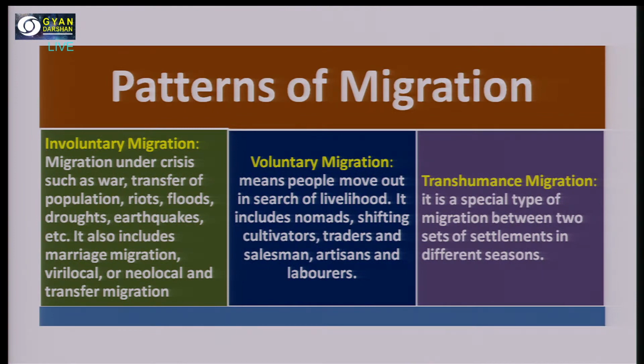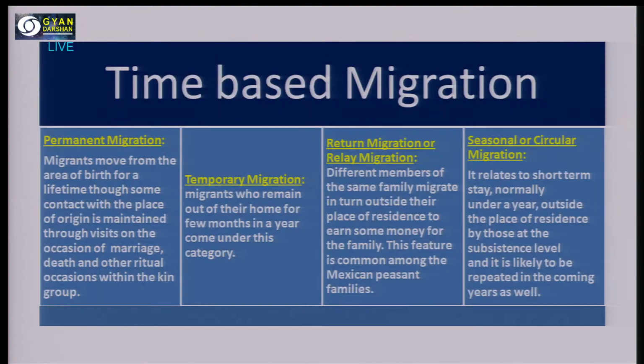Now, let us look at the patterns of migration. We've been talking about migration. There are three patterns of migration. Involuntary migration, which is under crisis, such as wars, transfer of population, riots, as we mentioned. It could be because of marriage also. Voluntary migration is a move out in search of livelihood, better standard of living, employment, education, for artisans, laborers, for better quality of life. And transhumance migration is a special type of migration between two sets of settlement in different seasons.